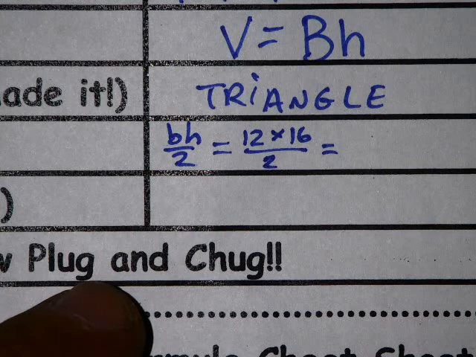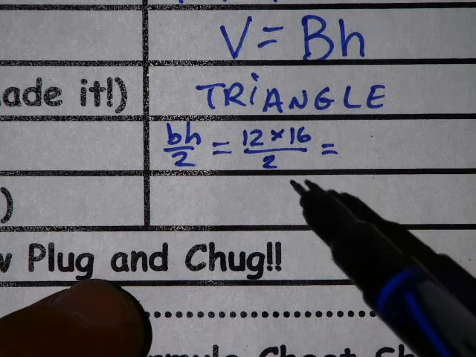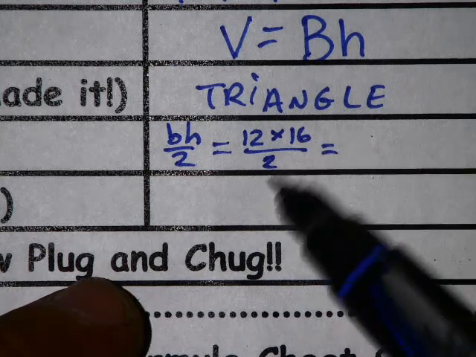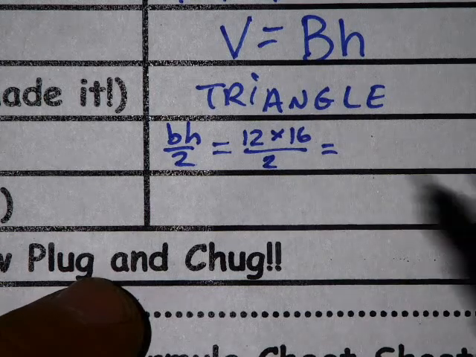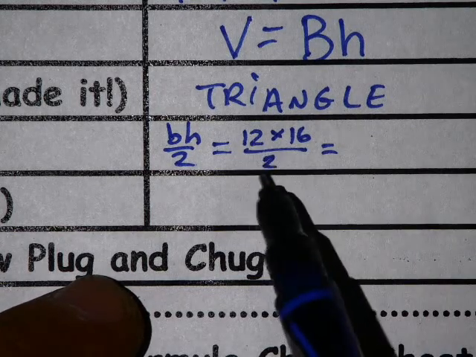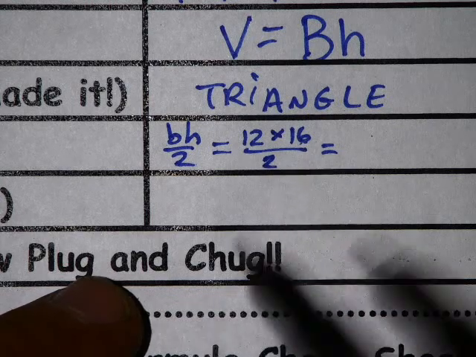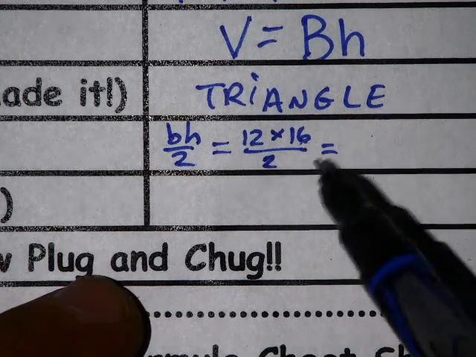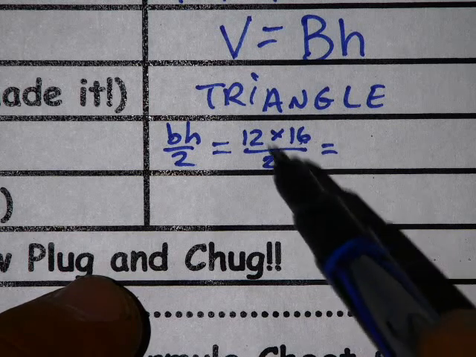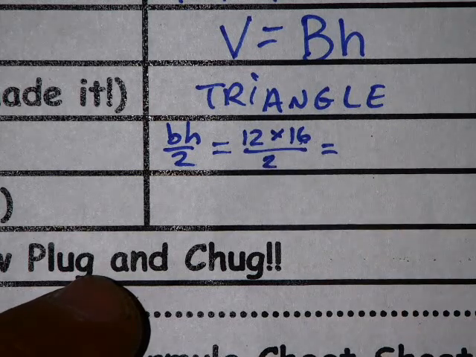Now, you have a couple options here that might make it easier. If you want to just divide one of these numbers in half first, you could do that. Like if you wanted to do 12 divided by 2, that's 6. And take that answer and multiply it times 16, that would work. You could also maybe take half of 16, multiply it times 12, whichever.